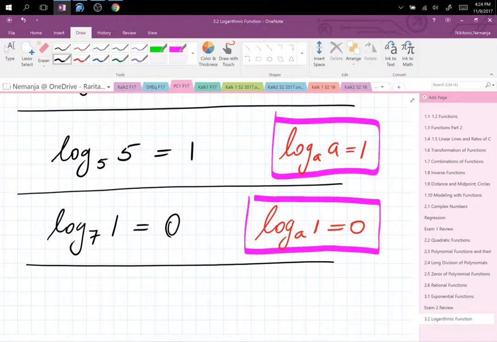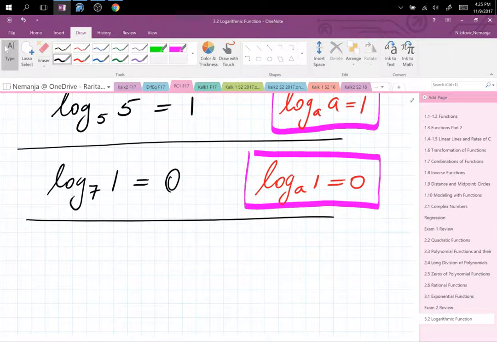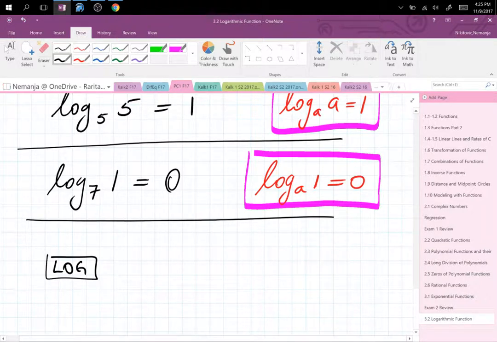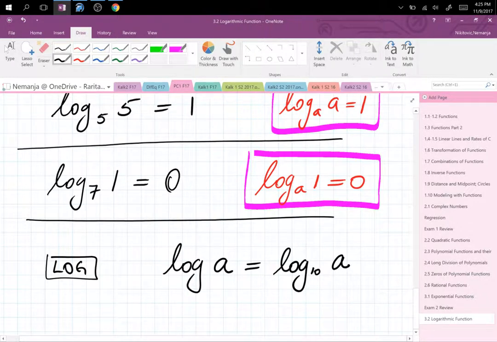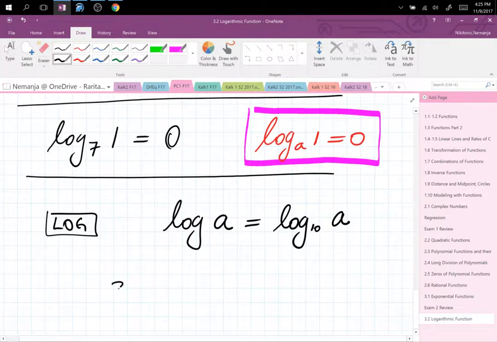All right. So now, let's take a look at what these special ones are, the log, right? What is the meaning of log as a button? Well, log A means log base 10 of A. So it's just a lazy notation, okay? If you see a log without base, it is 10. This is not the first time in mathematics you know this, right? What is the meaning of this?